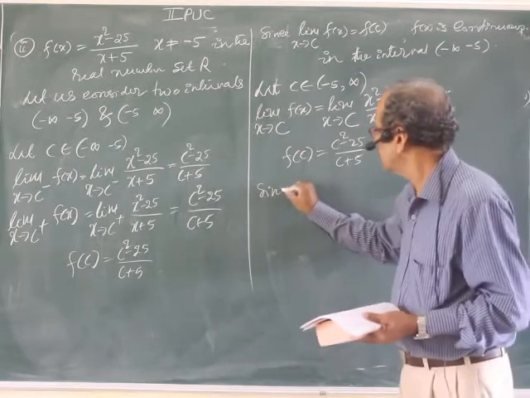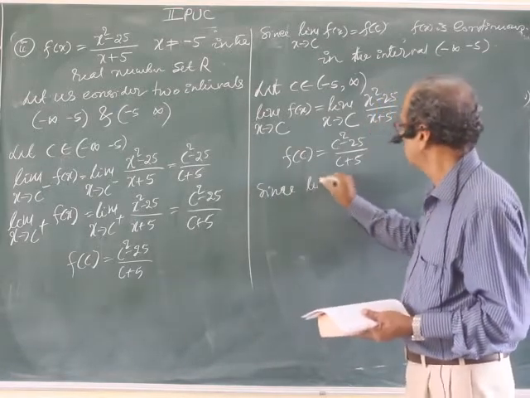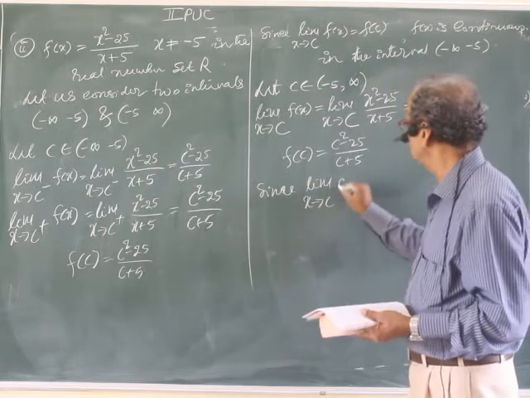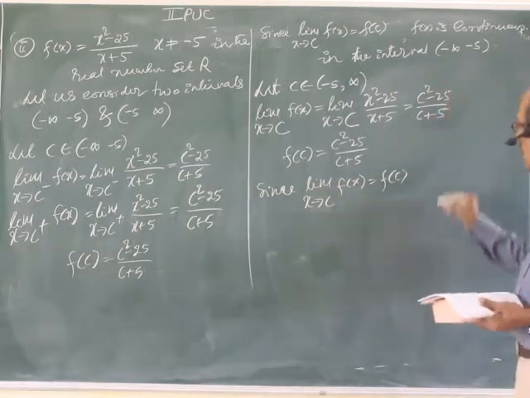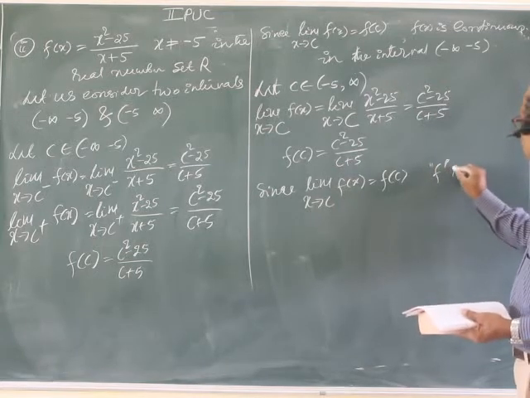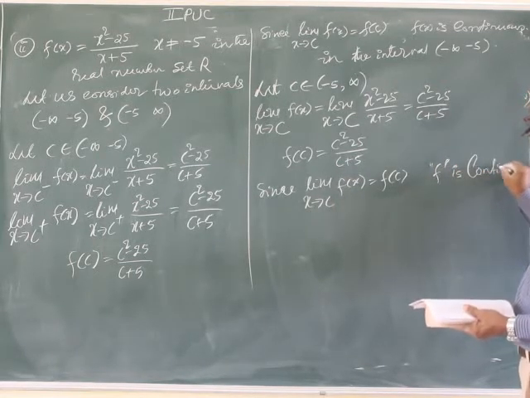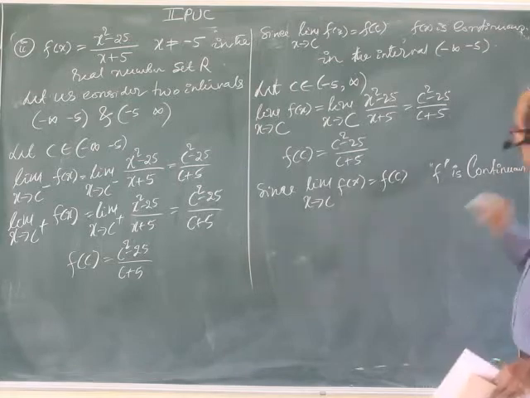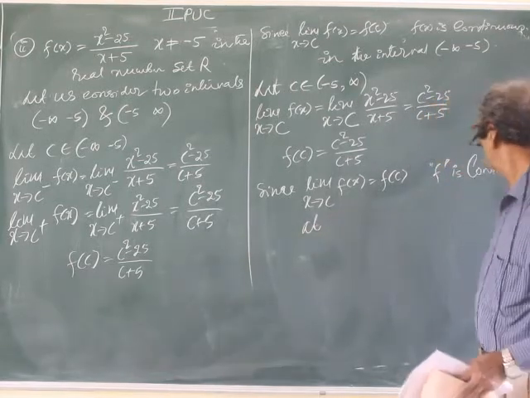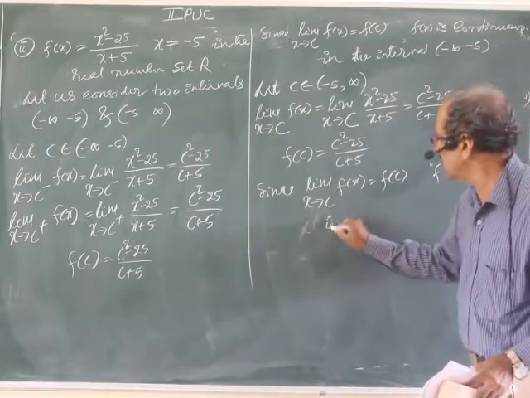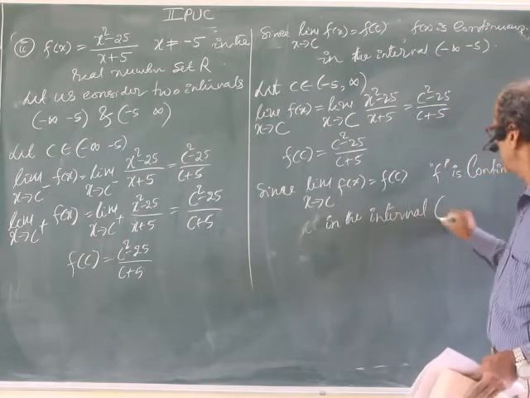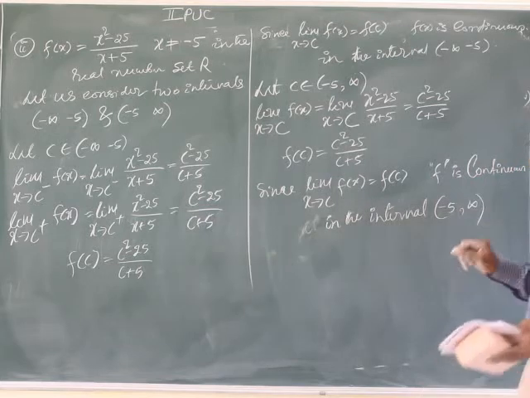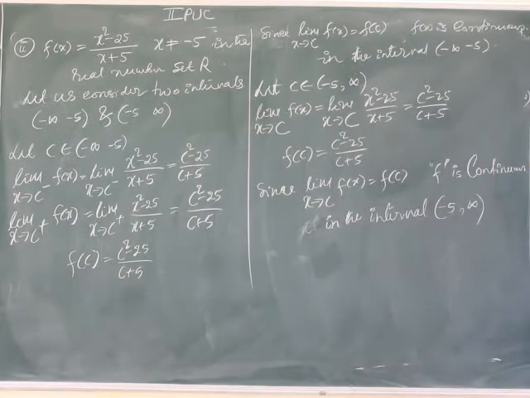Since limit x tending to C f of x equal to f of C, f is continuous in the interval minus 5 to infinity.